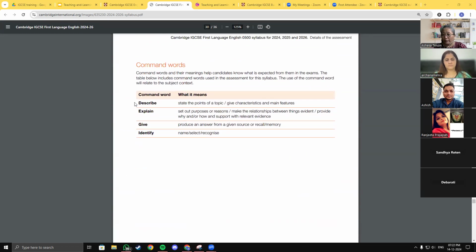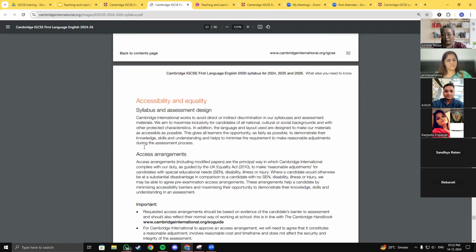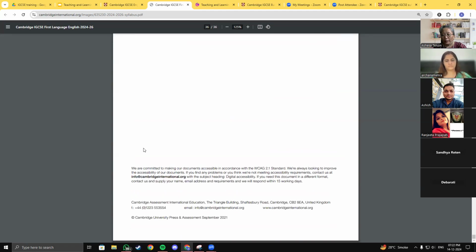Now, these are the command terms. Students should know the command terms very well so that they know what and how to answer their question paper. Okay, students should know these command terms. These are mostly the Bloom's taxonomy verbs. All right. So this is about English.